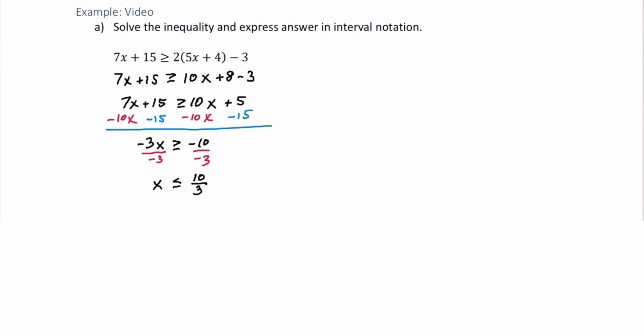Up next, let's look at the different kinds of ways to denote our answer. The directions say interval notation, but let's practice all the methods. First, we can graph. So imagine a number line. We're starting on 10/3, and we can include 10/3 because we have equality, and we want x to be less than or equal to 10/3, so we'll go to the left.